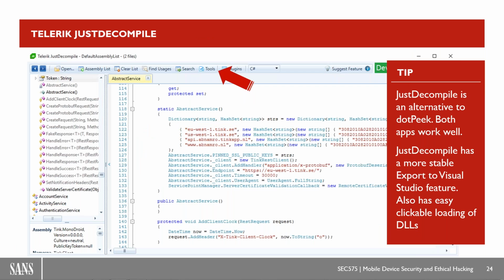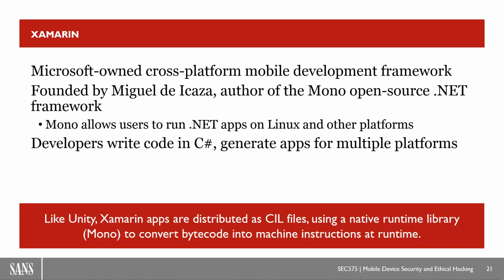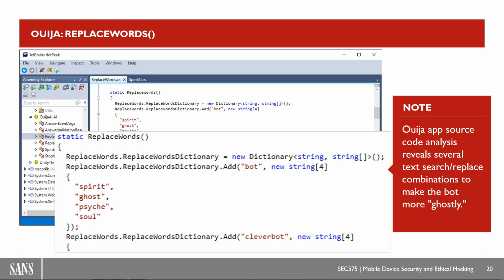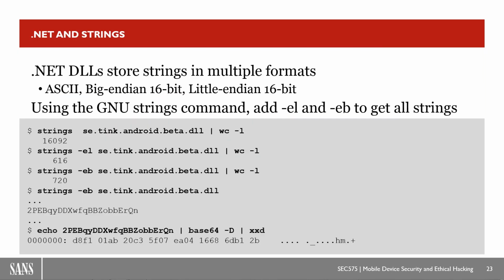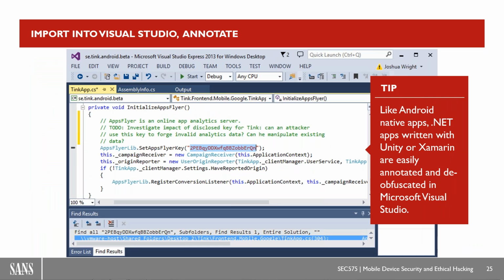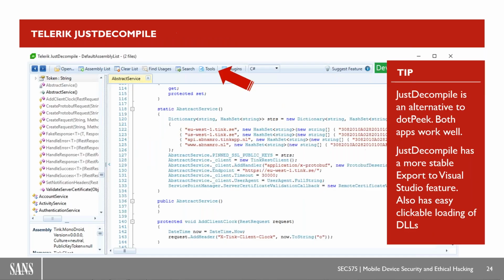We talked about just decompile and .peak. Both of those are really interesting, really easy to find. If you just Google .peak or just decompile, you should be able to get that really easily. Assembly Explorer, maybe it was a reference to an object in one of these applications here. I'm not sure, but it's not a tool that I use for mobile application analysis.